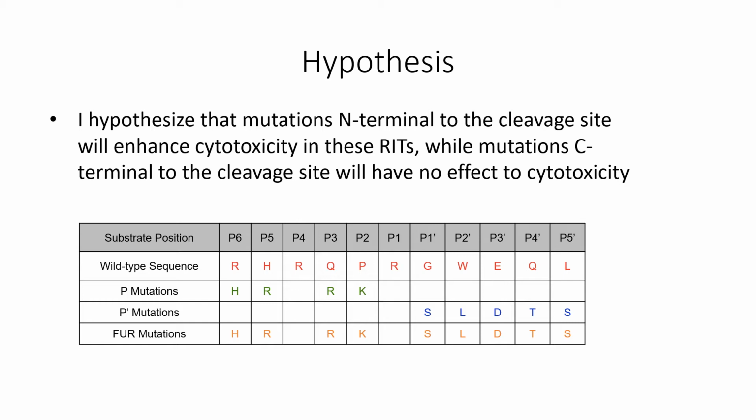The furin mutations are simply the P and the P' mutations combined, and the wild-type sequence is, of course, the sequence that has no mutations in it. The mutations in the chart are based off previous results in a related study.